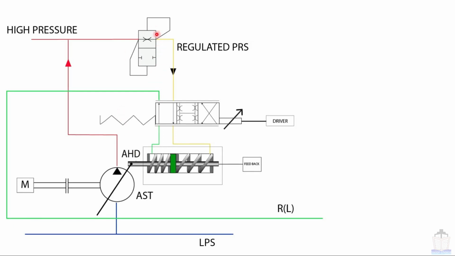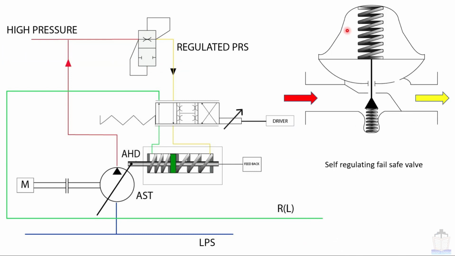Now going to talk about this regulated pressure. This is a flow control valve with fail-safe facility. The illustration of this valve is like this. Oil comes from here, it is restricted over here and then finally goes to outlet. If this spring or this diaphragm damages, even though the flow will be continued, the flow will never be restricted. That is why this is called self-regulating fail-safe valve. The main job is to control the flow.